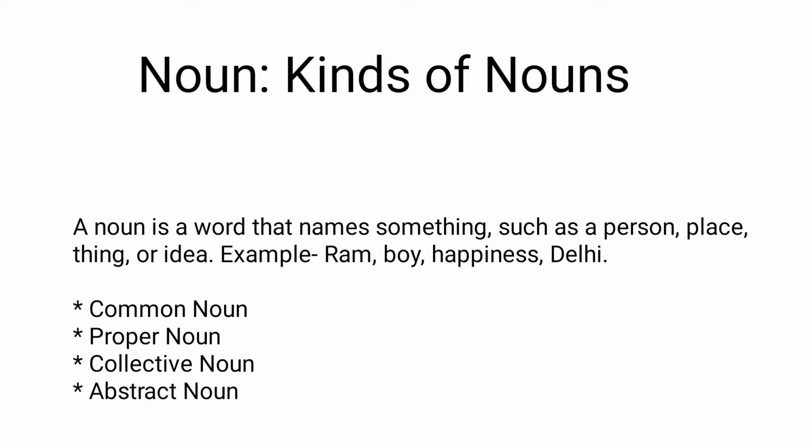Kinds of noun. So first of all, we should know what a noun is, what we call a noun. A noun is a word that names something, such as a person, place, thing, idea, action, or state. For example, Ram, boy, happiness, daily.